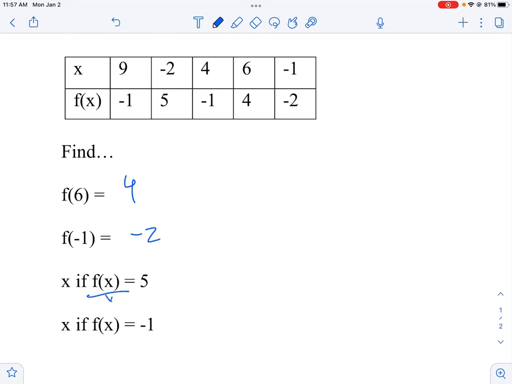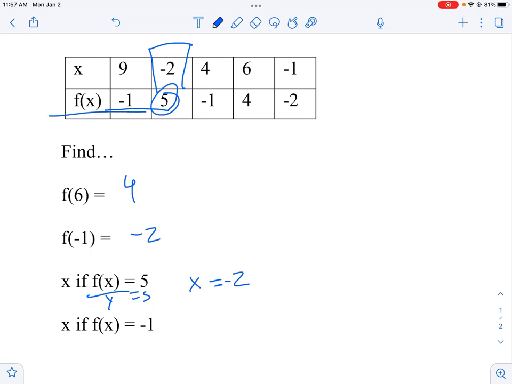So it says the y is 5. What's the x value? Well, you look at your y's, find 5. The x value is -2. So I'll put x -2. -2, not just 2. And then my last one, what's the x value if f of x equals -1?